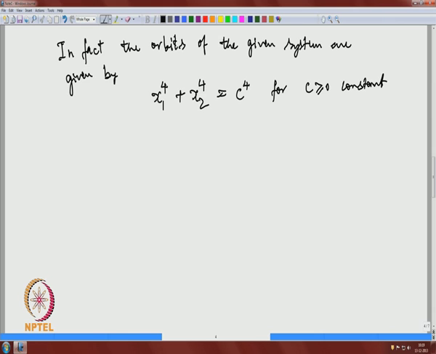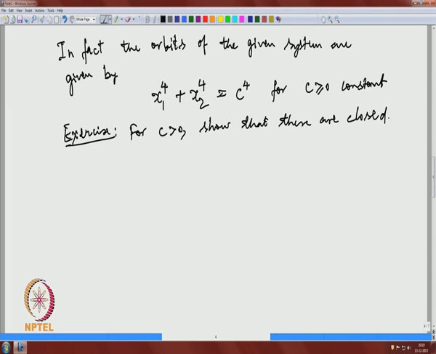When C is positive, we get these orbits, which satisfy this equation. As an exercise, for C positive, show that these are closed curves just like circles. These are not circles, something different from that, but closed curves surrounding the origin.